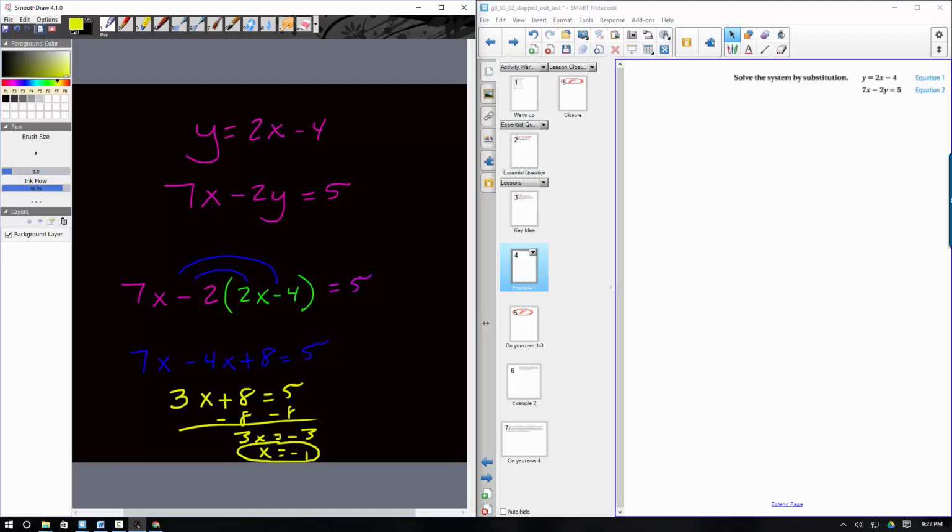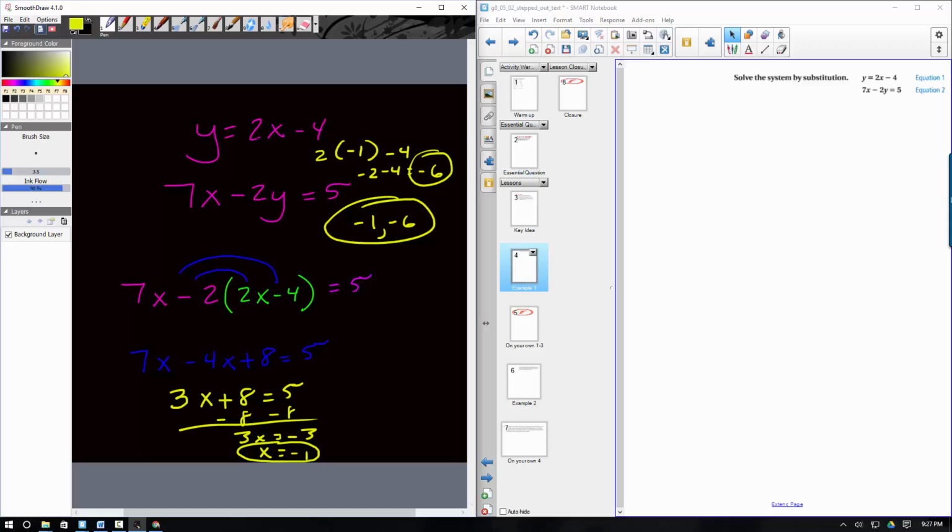Now I take this value for x and I plug it back into the original. So I'll put down 2 times negative 1 minus 4. And this becomes negative 2 minus 4 equals negative 6. So my x is negative 1, and my y value is negative 6. So if I plug this into both of them, it should work. But let's just see if that works here.